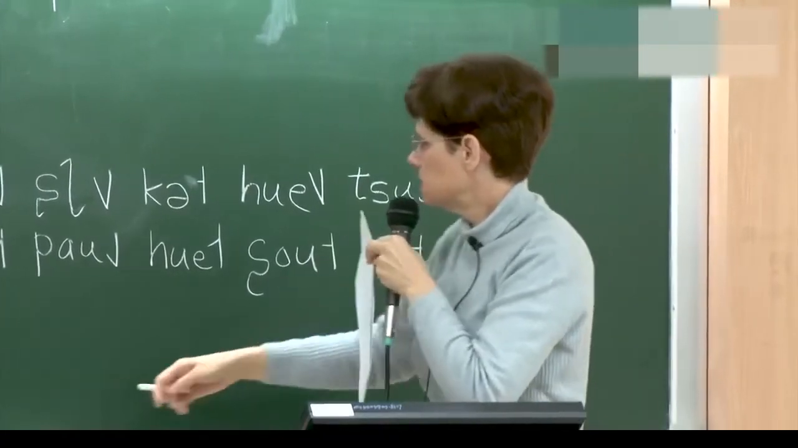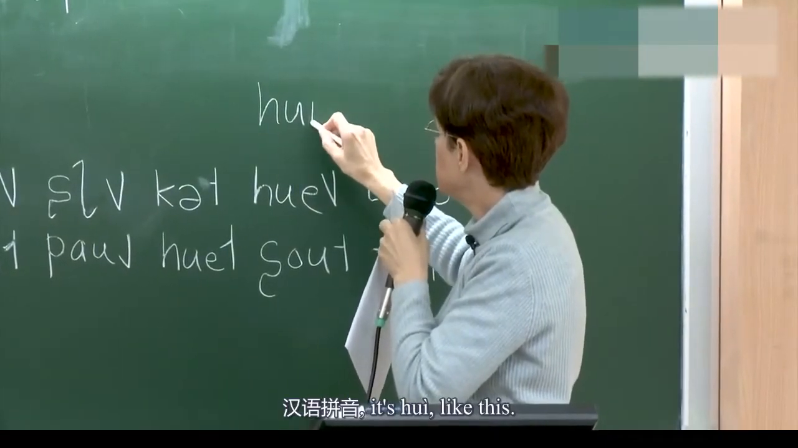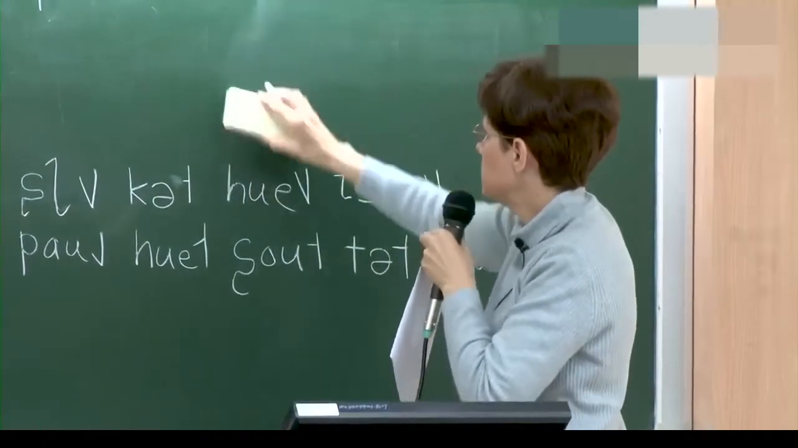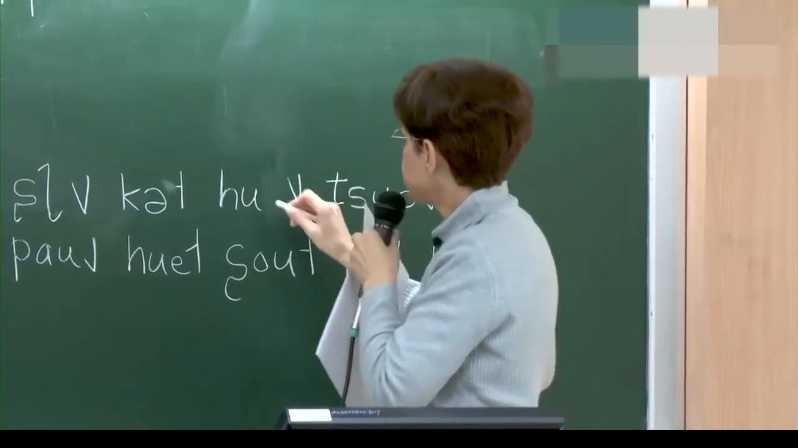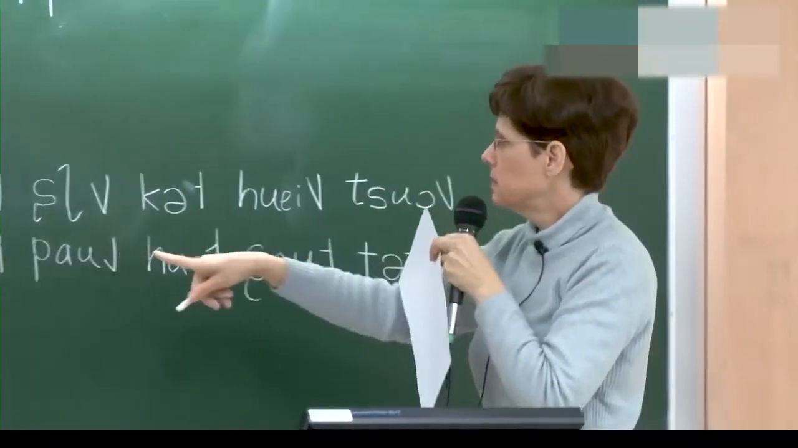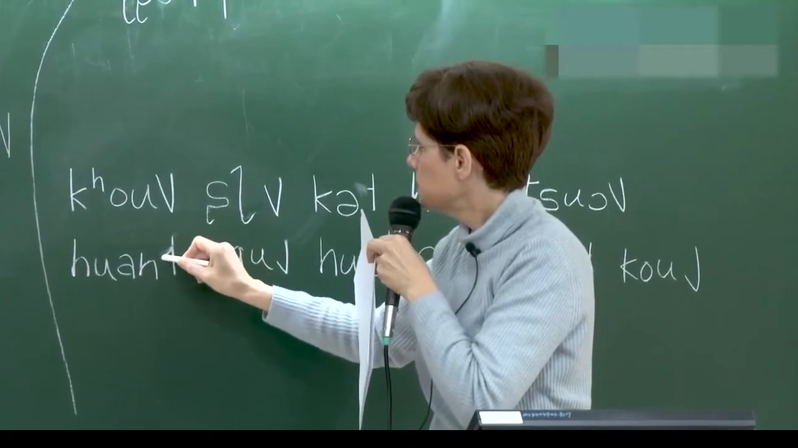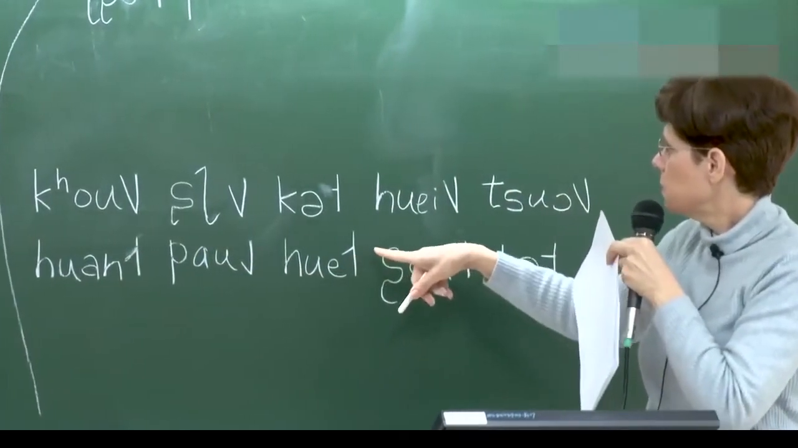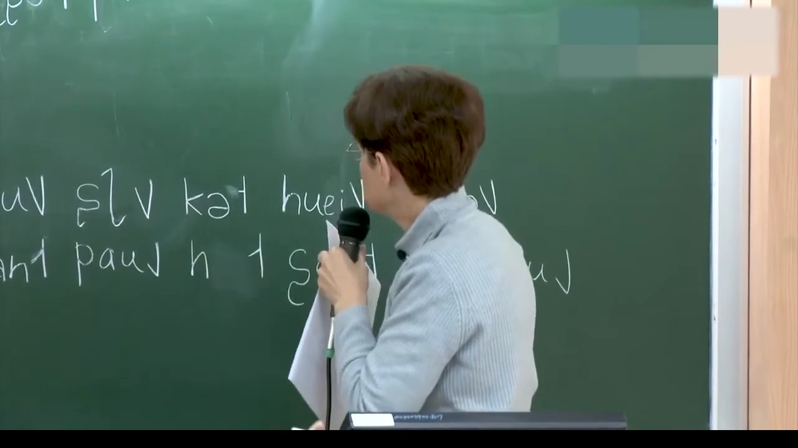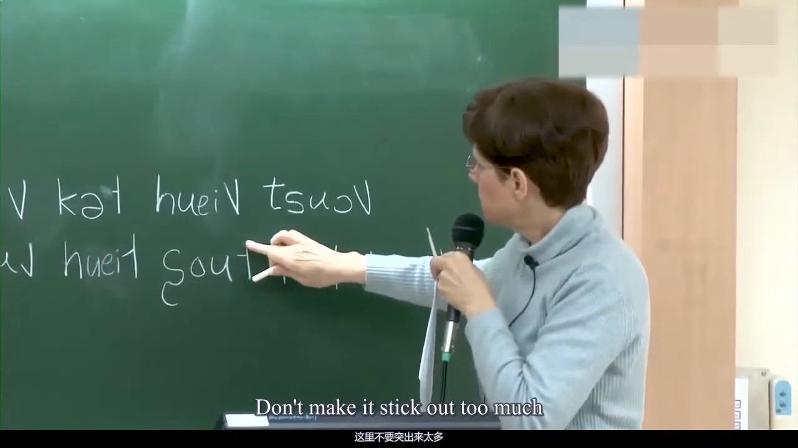会, is something missing? This is a triphthong. It's a little confusing because in pinyin, Hanyu pinyin, it's 会, like this. They made the triphthong into just 2 letters for the Hanyu pinyin spelling. But here, we need an I. Okay. 会, 做. Okay? 还, we need a little longer, but it's right. 还, 环保. 回. What's missing? Same thing. Okay? 回收 don't make it stick out too much. 收的 make it very short.